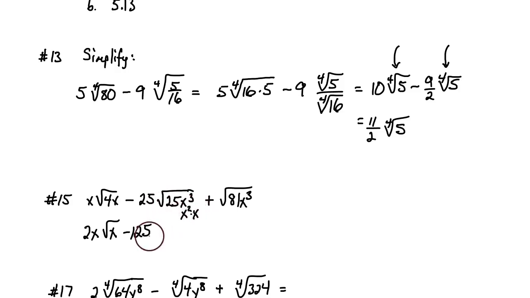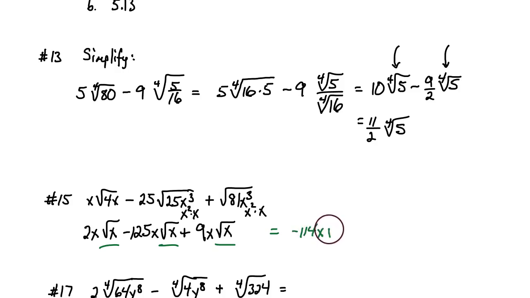The square root of the x squared makes an x, but then this other x is going to stay inside a radical. Now this last piece, the square root of 81 makes 9. But on the x to the third power, again, we're going to want to think of it as x squared times x. We can take the square root of the x squared, making x, but then this extra x stays in a radical. These are all like terms. They all have the same radical part, so we can combine them. 2x minus 125x is negative 123x, and then when you add 9x, that makes negative 114x square root of x.